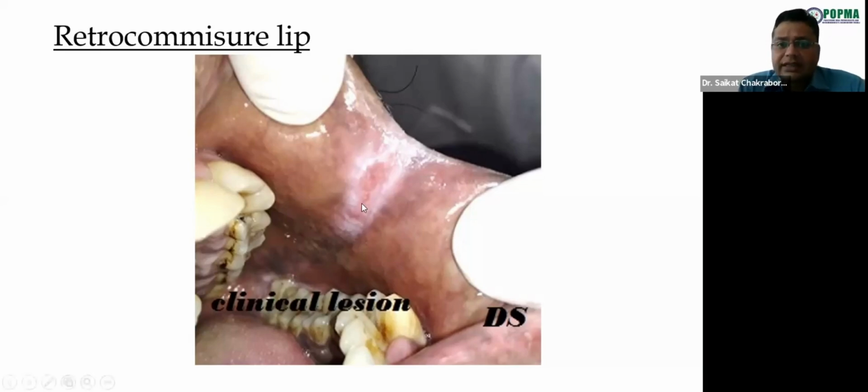If you do not know this, chances are you will miss this finding, because this is the area where we keep our mirror to retract the cheek. If we do not know that this is the area to which we have to especially pay attention, you can very easily miss this site, the retrocommissural lip, in the background of a patient with a history of smoking.